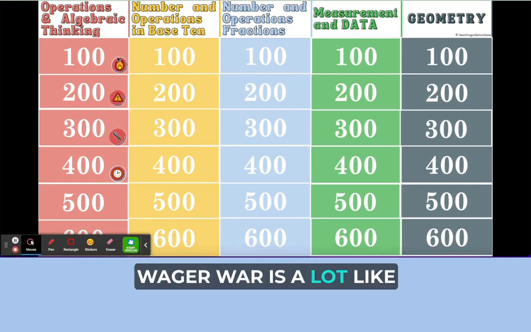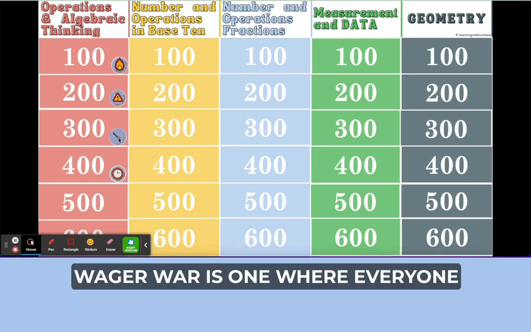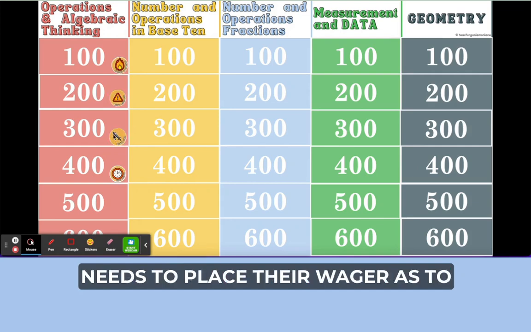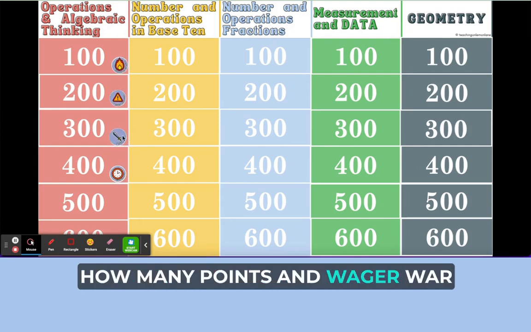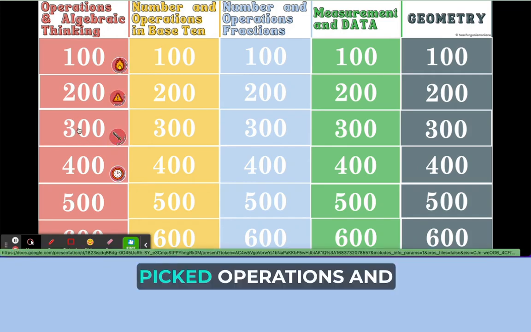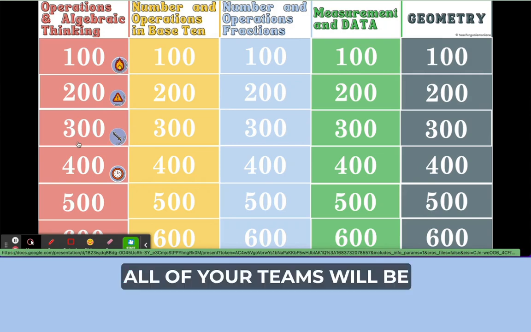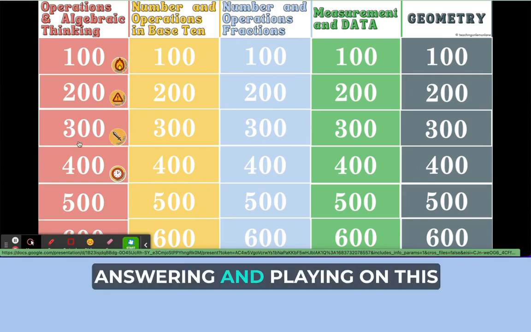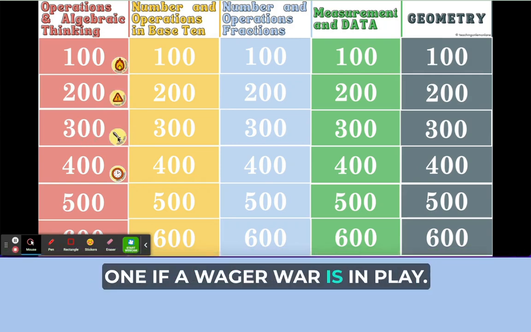Wager war is a lot like our Flames of Fortune. Wager war is one where everyone needs to place their wager as to how many points, and wager war is when everyone plays. So just because team 1 picked operations and algebraic thinking, all of your teams will be answering and playing on this one if a wager war is in play.